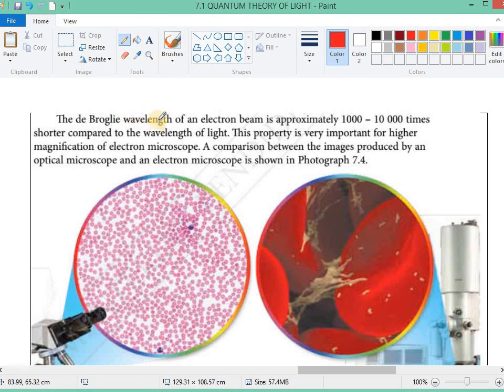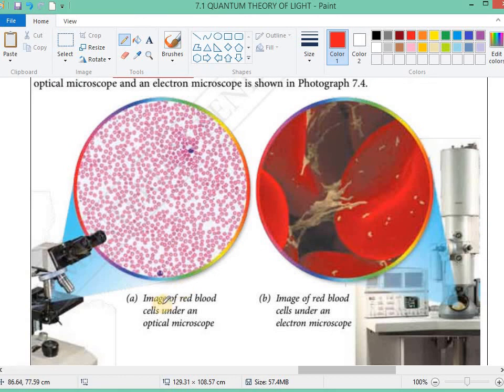Okay, next. The de Broglie wavelength of an electron beam is approximately 1000 to 10,000 times shorter compared to the wavelength of light. This property is very important for higher magnification of electron microscope. Okay, so a comparison between image produced by an optical microscope and an electron microscope is shown in photograph 7.4. So here, this is image of red blood cell under optical microscope. This one is under electron microscope.